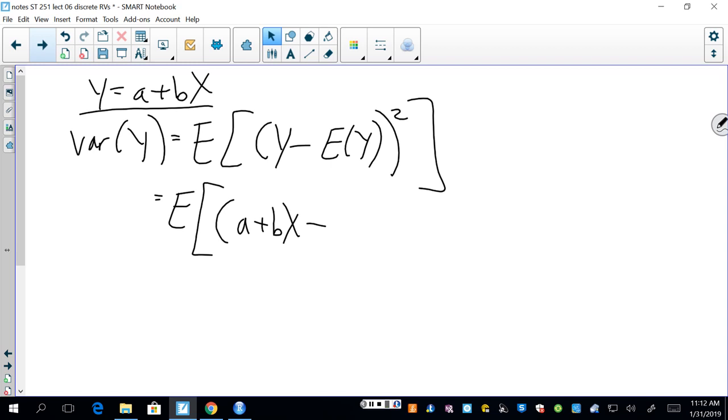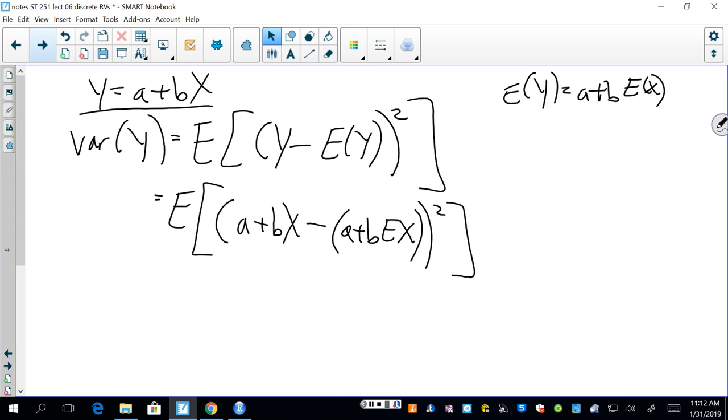What's the expected value of y? We figured that out, right? Expected value of y equals a plus b times the expectation of x. So we could put that in there, a plus b times the expectation of x, that squared. So we can do a little cancellation, right? What cancels? A plus, a minus, so a cancels. A is completely gone. And this is b times the expectation of x here, and it's squared.